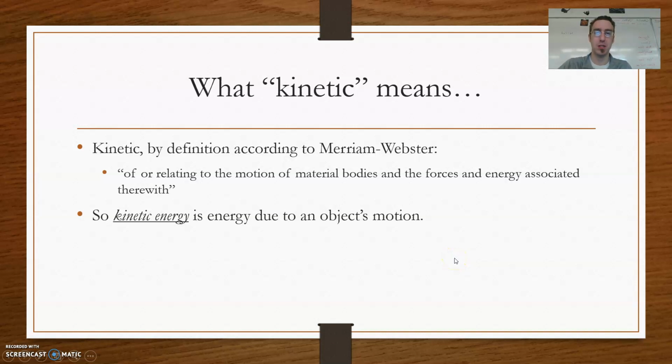Kinetic, by definition, according to Merriam-Webster, is of or relating to the motion of material bodies and the forces and energy associated therewith. Fancy way of saying it deals with things moving. So in other words, kinetic energy is energy due to an object's motion. In other words, if an object isn't moving, then it doesn't have any kinetic energy.